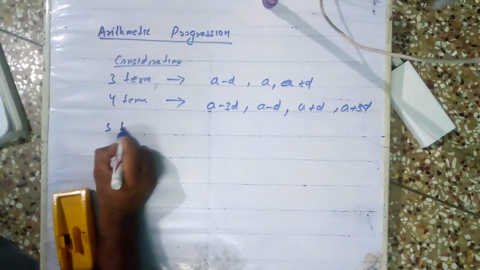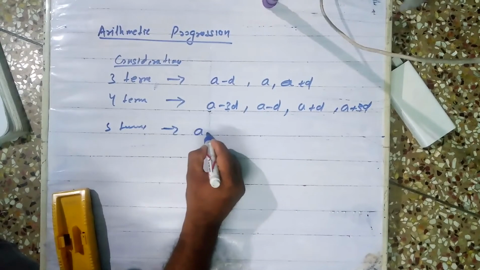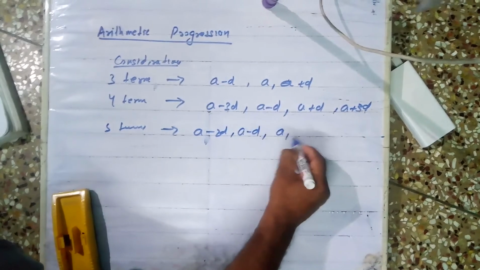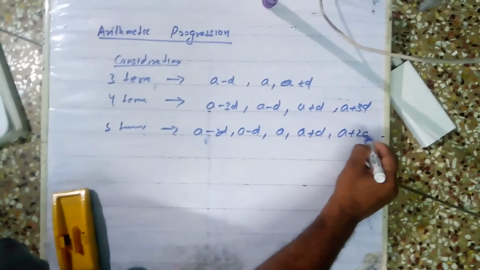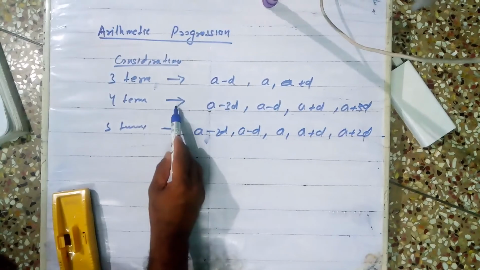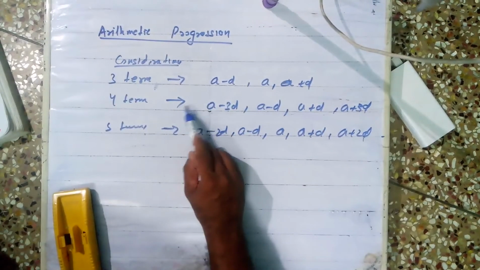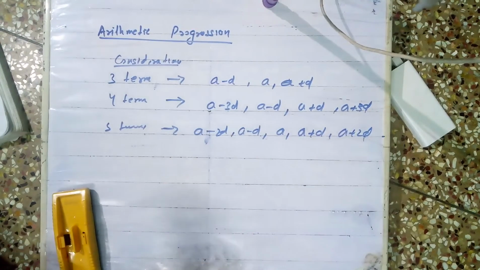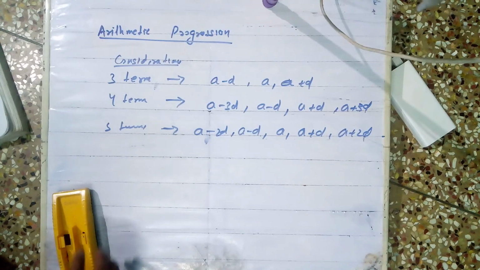Okay. Suppose 5 terms are given, then we'll take A minus 2D, A minus D, A, A plus D, A plus 2D. This is the way. More is not required. If 6 terms are asked, A minus 5D and A plus 5D will be added; for 7 terms, A minus 3D and A plus 3D will be added. That is not required. Up to 3 or 4 terms only it will come. This is how to consider 3 terms, 4 terms, 5 terms. You have to copy it.